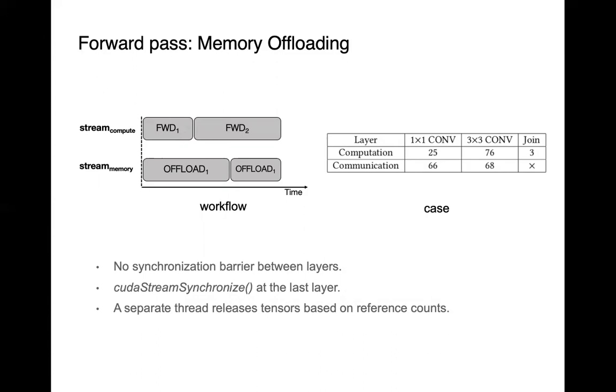Here's a case for nonlinear blocks, for example, residual blocks. They can benefit from this strategy because the joint connections do not necessarily wait for the completion of tensor transfer from the 1x1 and 3x3 convolution layers. At the end of each iteration, we use the CUDA stream synchronize API to guarantee the completion of computation for one iteration. And the release of those tensors is done by another individual thread.